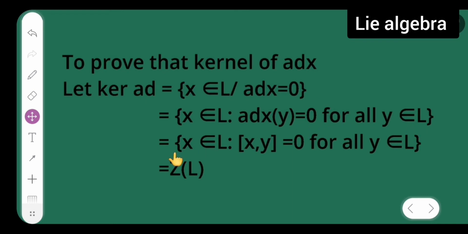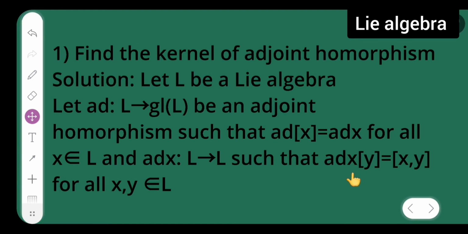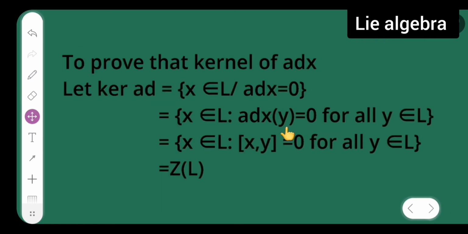Now this is equal to {x belongs to L, where ad x(y)} is nothing but, from the definition, the Lie bracket [x, y]. Plug it over here, and this is equal to 0 for all y belongs to L. Now from where have I taken this? This is the definition of the center of a Lie algebra, so write it Z(L). Now this is equal to Z(L). So finally we found the kernel of the adjoint homomorphism.